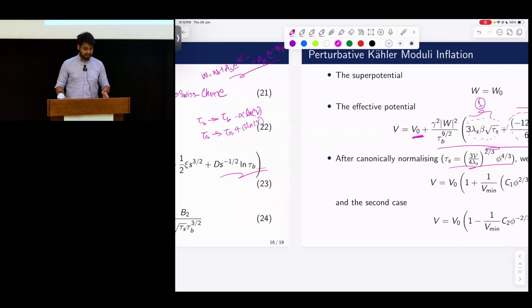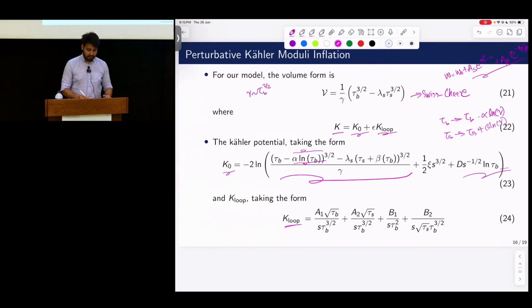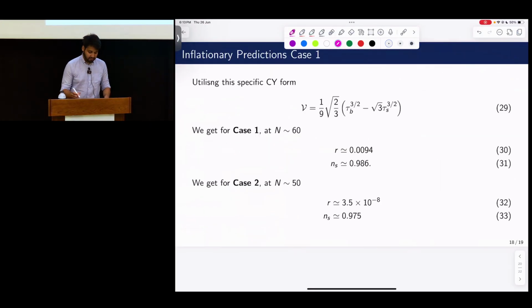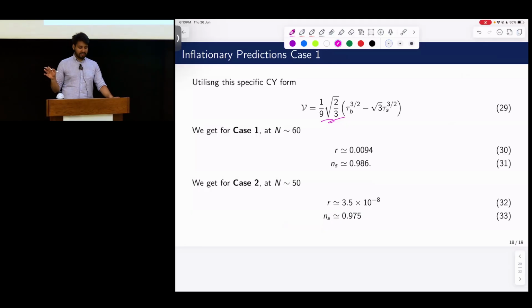Right? All of these computations were done for a very generic Calabi-Yau, where we have 1 upon gamma terms and then a lambda s term. Then we specified a kind of Calabi-Yau that we would like to use, where we have these prefactors. For case 1, we considered e-folds, which we have from 40 to 60, or 50 to 60, however you think of it, that kind of bound within which effective inflation can take place. We found that for case 1 at N equals 60, we got these r and n_s values, right? And for case 2, we found at N equals 50 such r and n_s values as well.